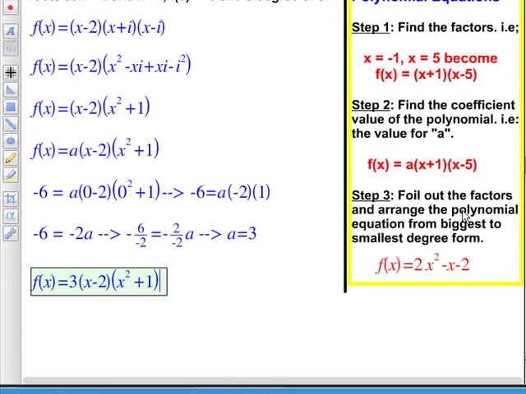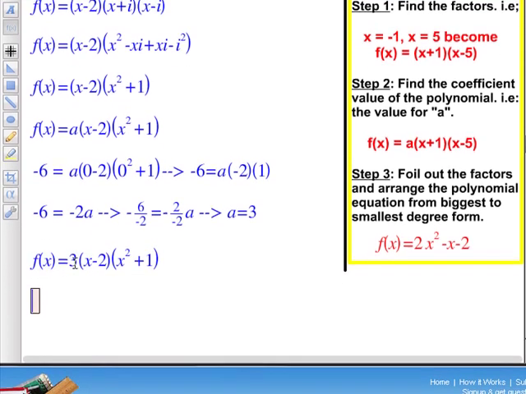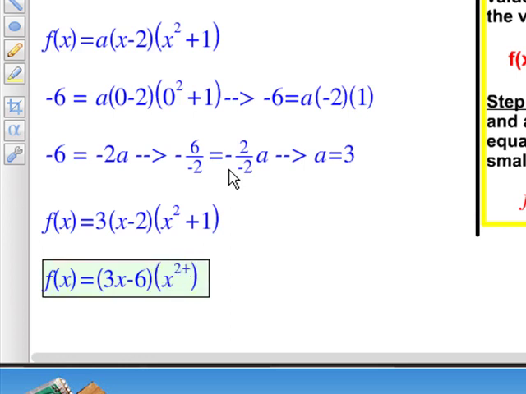Okay, so let's go to step 3 now. Step 3 says just FOIL out the factors and arrange the polynomial equation from the biggest to the smallest degree form, so that we can make sure that our degree is 3 based on the question we have. If I FOIL this out and use the distributive property, this will become (3x minus 6)(x squared plus 1).